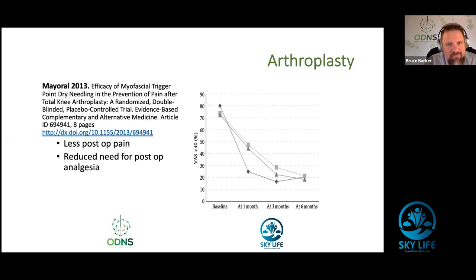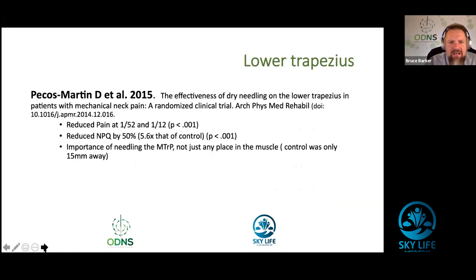Because you can't blind people any other way. Just knock them out. So that's a win. Less post-op analgesia.